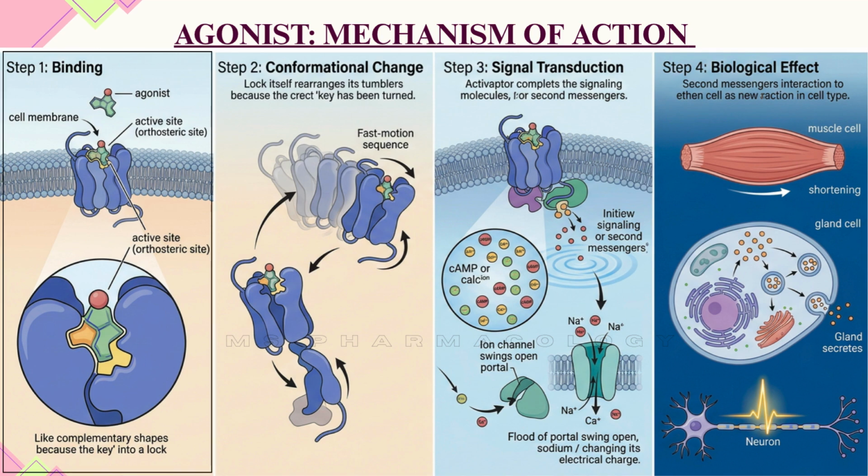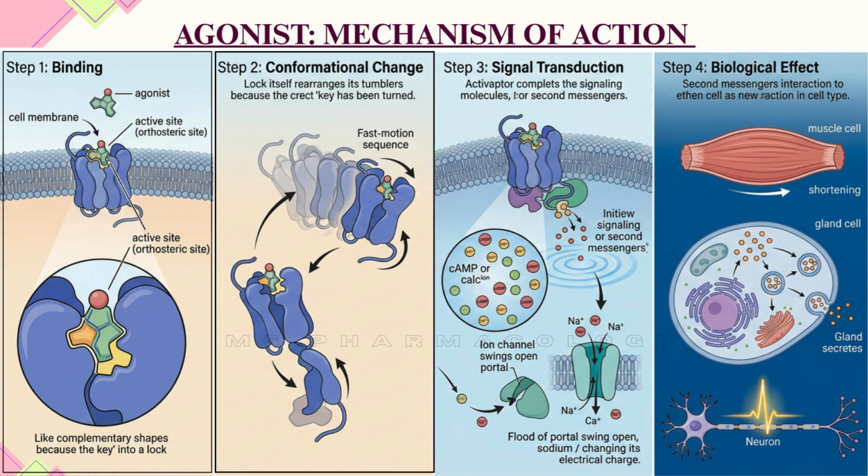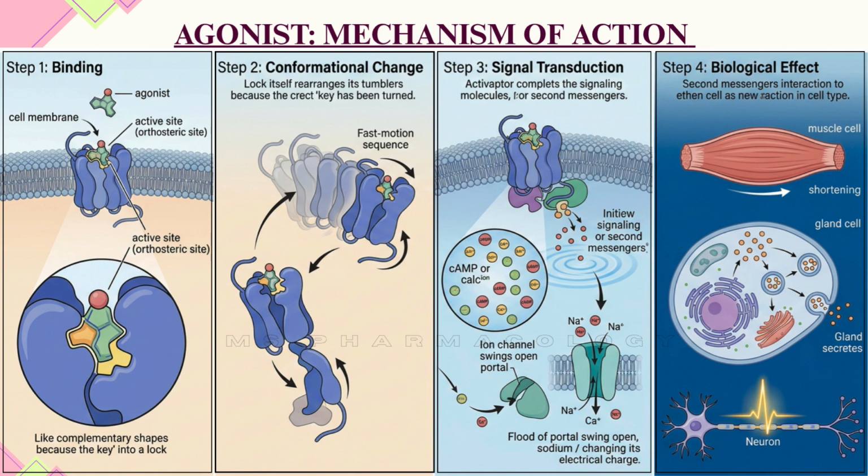Step 1. Binding. The agonist binds to the receptor's active site, the orthosteric site, or an allosteric site. Step 2. Conformational change. Binding forces the receptor protein to physically change its shape. Step 3. Signal transduction. This shape change triggers second messengers, like cAMP or calcium ions, or directly opens ion channels. Step 4. Biological effect. The cell responds. Muscle contracts, a gland secretes, and a neuron fires.